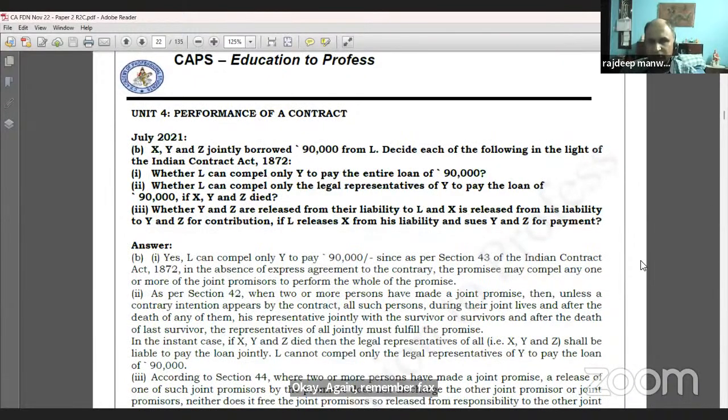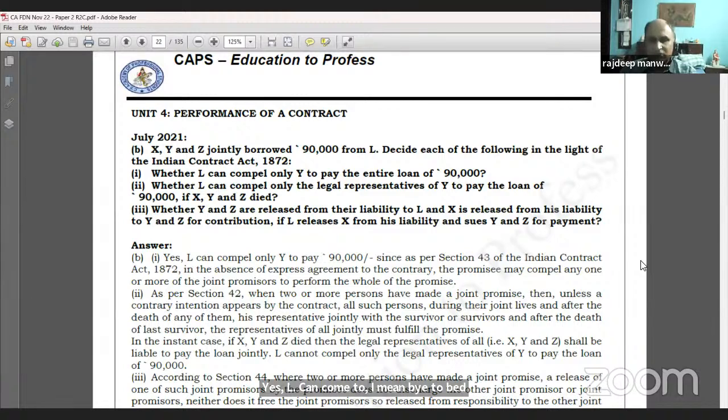Okay. Right. Go ahead. Performance of a contract, Unit 4. July 2021. X, Y, and Z jointly borrowed 90,000 from L. Decide each of the following in the light of the Indian Contract Act 1872. Whether L can compel only Y to pay the entire loan of 90,000. Yes, L can compel only Y to pay. But Y can recover the money from X and Z.